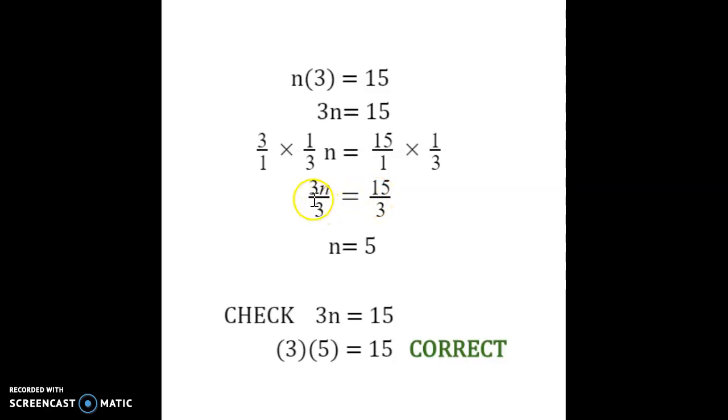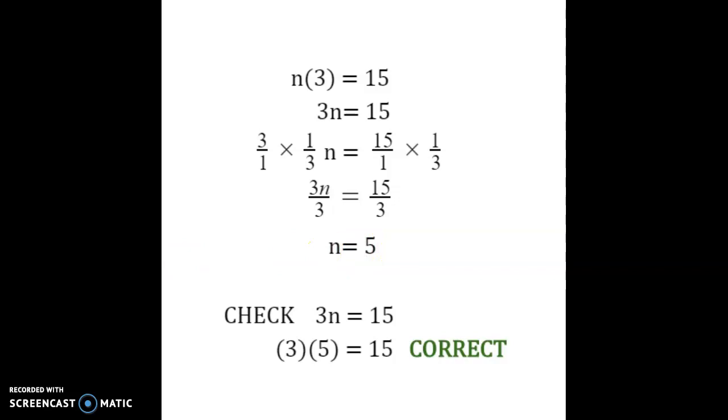We notice that if we cross cancel, these 3's divide each other right out and they're equal to 1. 3 over 3 we know is 1. So looking at this cross canceling, we're simply left with n. As we multiply across, now we are left with 15/3. When we divide that out, we can determine that n is equal to 15.